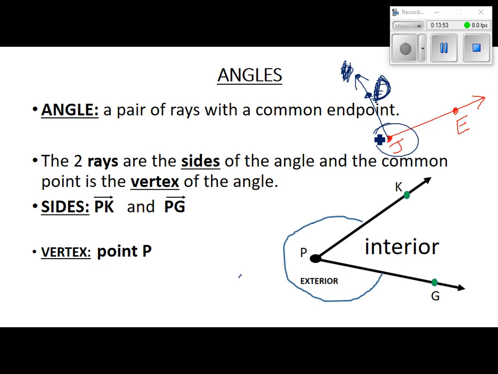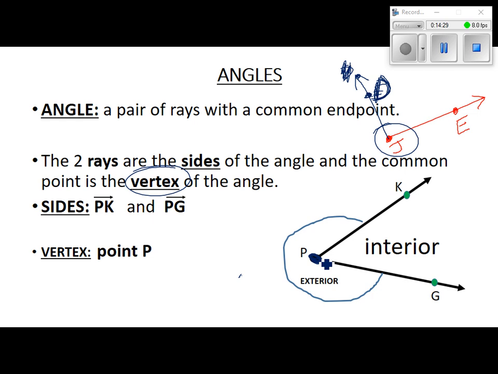That point, very, very important. You might want to circle that on your notes. Very important. It's called the vertex. You've got to be able to pick out the vertex of an angle to be able to name the angle and stuff. So my angle down here, the two sides are ray PK, ray PG, and the vertex, this right here, is point P. That's the vertex. That's where the two rays start and they go out.